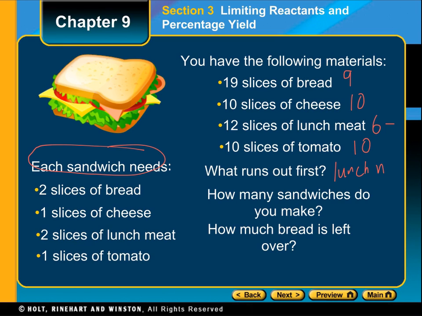Let's see if I can make it fit. Nope. Okay, and how many sandwiches total can we make? We make 6. How much bread is left over if we make 6 sandwiches? This would be like finding the excess reactant. We would need 12 slices of bread, so the excess would be 7 slices.